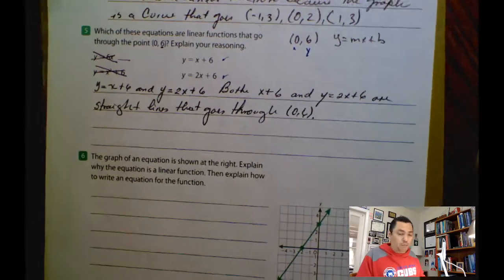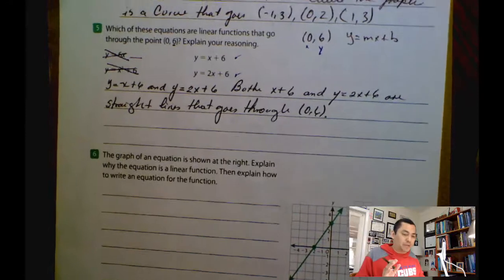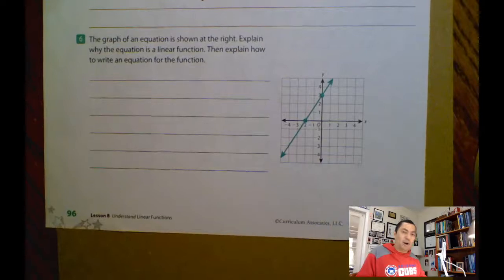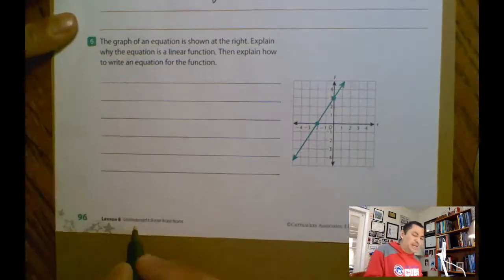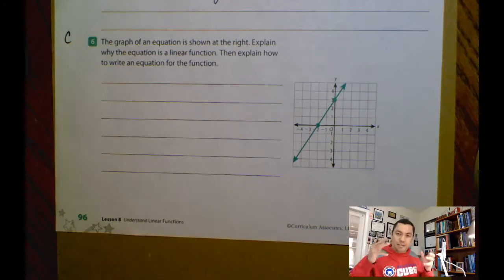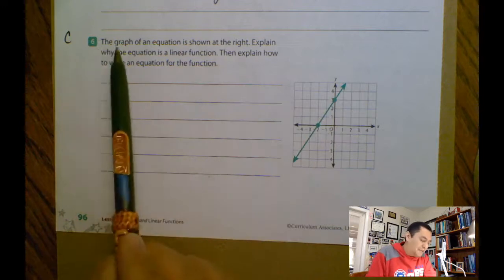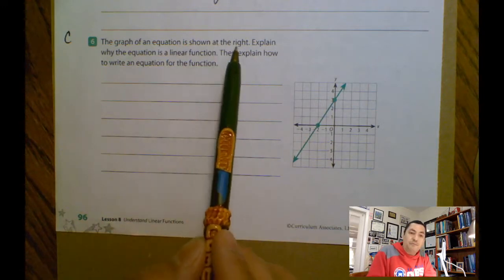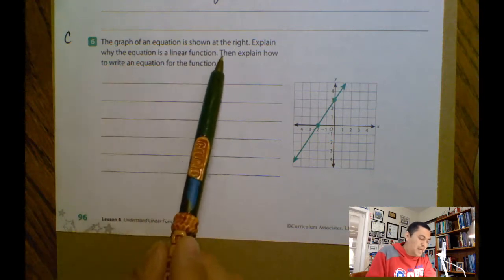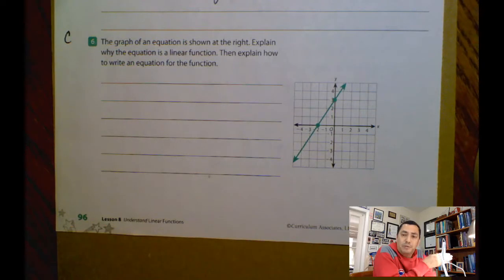So let's do the last one, okay? The last one is a little bit more complicated problem. So this one is a medium problem, and then 6 is the hardest one of all. And I'm going to say it's a C problem. It's complex. You need to think a little bit more. They are giving me the graph, okay? And it says, the graph of an equation is shown at the right. Explain why the equation is a linear function. Then explain how to write the equation of the function. So we need to write the equation of the function.